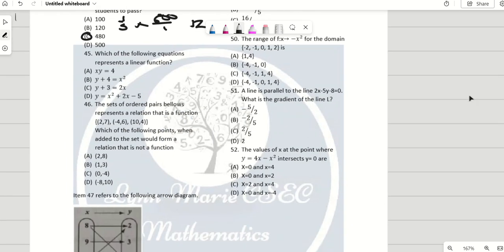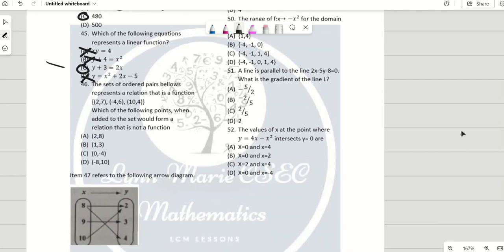Number 45, which of the following equations represents a linear function, meaning a straight line? We want it in the form y equals mx plus c. We don't want x squared, and we're not multiplying x and y. So it will not be A or B, or D, because B and D have x squared. A is x multiplied by y, so the answer is C.